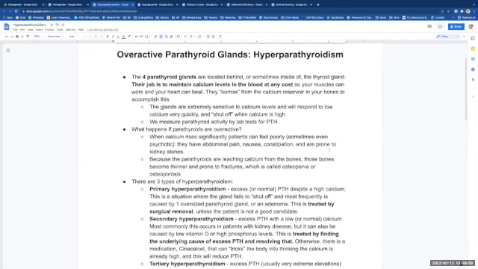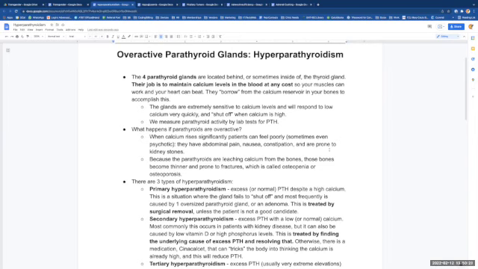They can borrow calcium from your main reservoir, which is your skeleton, to accomplish this. The glands are extraordinarily sensitive to calcium levels and will respond to low calcium very quickly, as well as shut off when calcium is high, on the order of seconds to minutes. We measure parathyroid activity by lab tests for parathyroid hormone, or PTH. What happens if it's overactive?